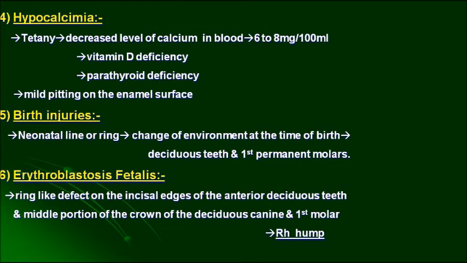So what is this? This is seen as a ring-like defect on the incisal edges of the anterior deciduous teeth and the middle portion of the crown of a deciduous canine and a first molar. It is otherwise known as an arch hump. So erythroblastosis fetalis, in the case of a tooth defect, is called an arch hump. It is seen as a ring-like defect on the incisal edges of the anterior deciduous teeth and the middle portion of the crown of the deciduous canine and first molar.